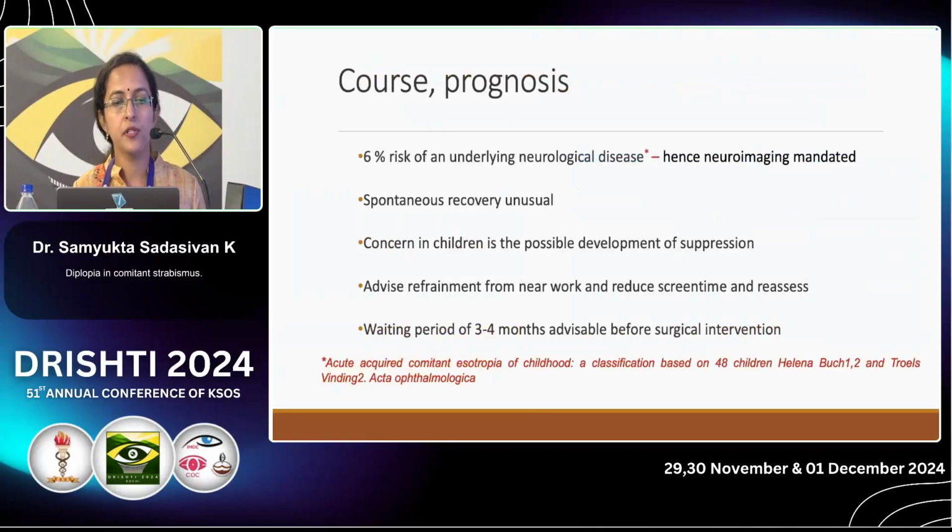So regarding the course and prognosis, there is a 6% risk of an underlying neurological disease, so neuroimaging is mandatory before you take up the patient for any surgical intervention. Recovery spontaneously is unusual. The main concern in children is the possible development of suppression. So as step 1, you can advise refrainment from near work, reduce screen time and reassess, and a waiting period of 3 to 4 months is advisable before taking up for any surgery.